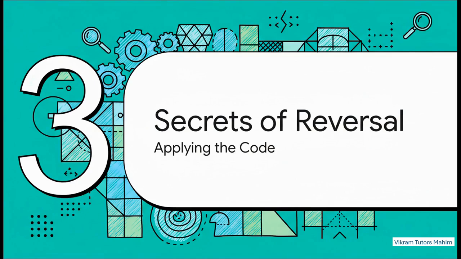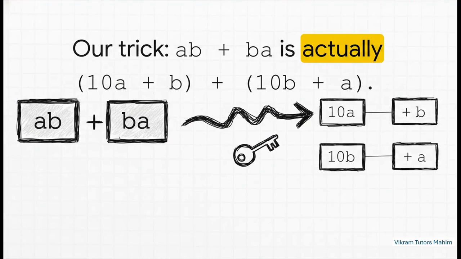Okay, so we have the key. Now let's go back to that opening trick. It's time to apply our new code-breaking tool and see exactly why it works. And we might just uncover a few more secrets along the way. So remember what we did? We took a number, which we'll call AB, and we added its reverse, BA. Now, using our secret DNA code, we can rewrite this.